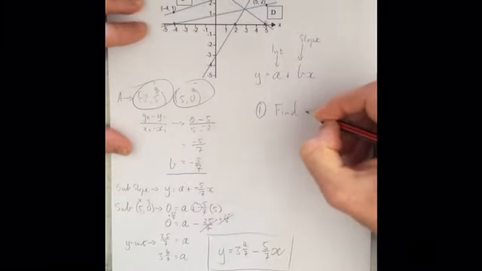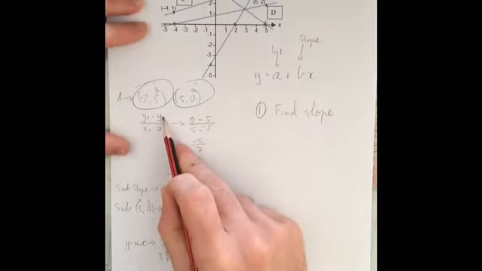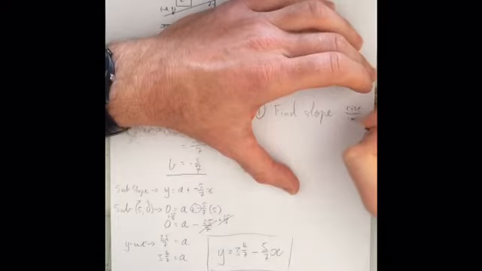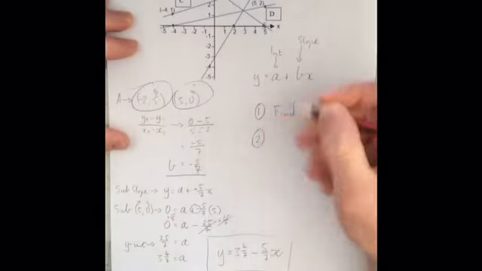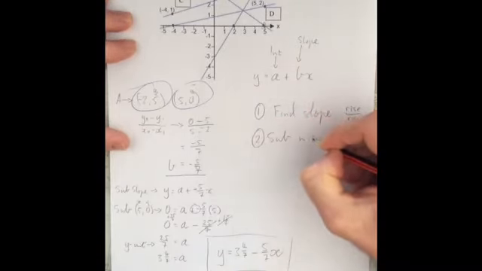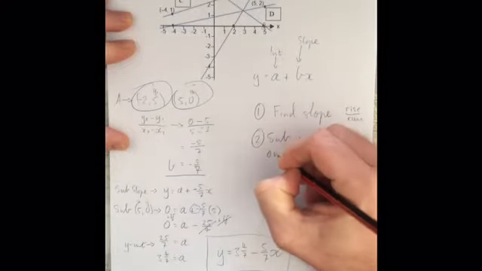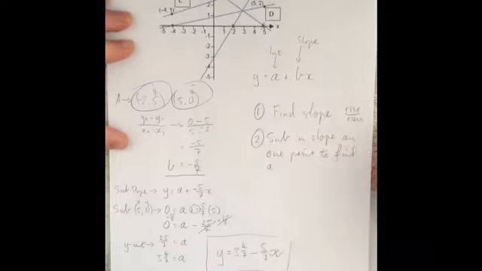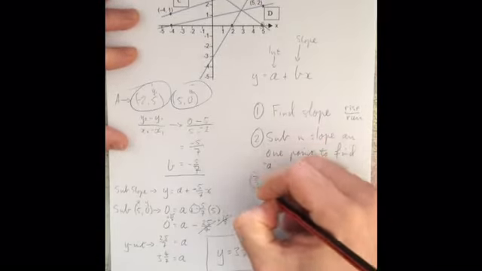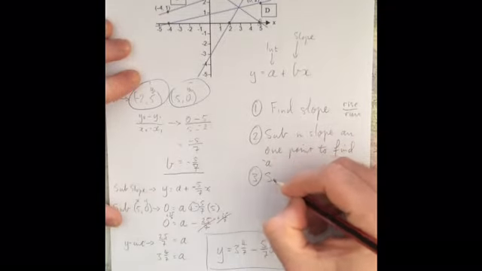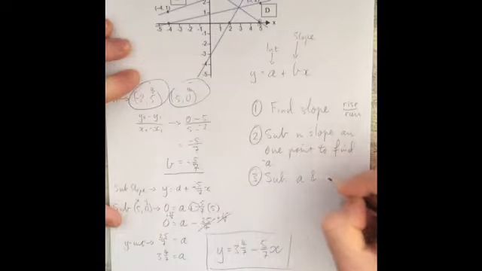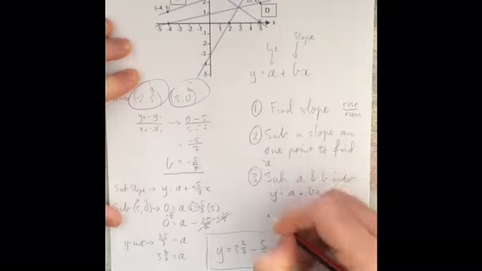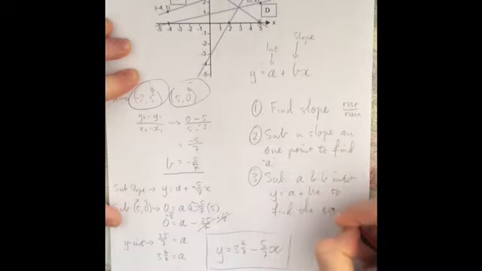So first steps we want to look at are 1, find the slope, either using y2 minus y1 divided by x2 minus x1, or if you can find it easily enough, just dividing the rise by the run. 2, substitute in the slope and 1 point to find A. 3, substitute in A and B into y equals A plus bx to find the equation.